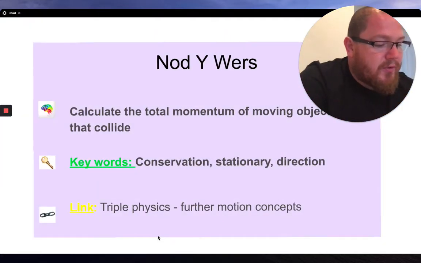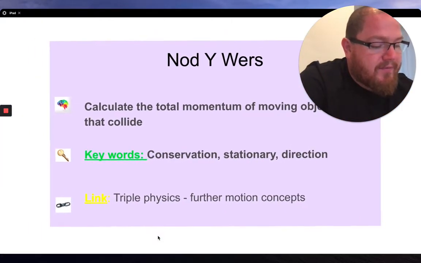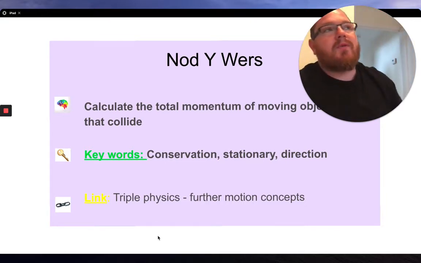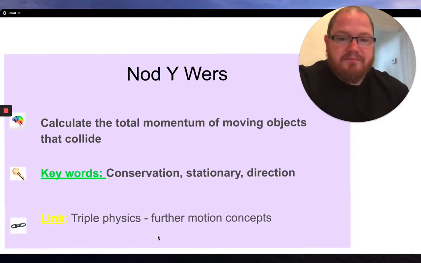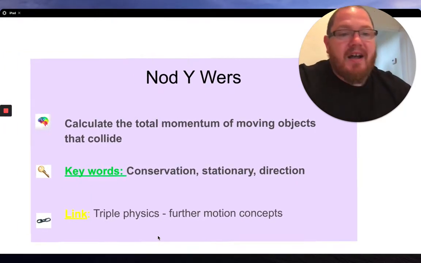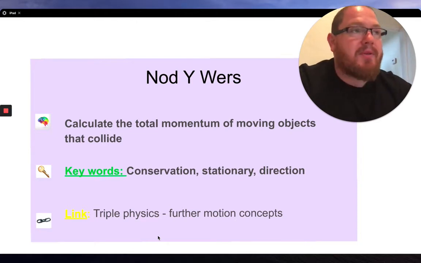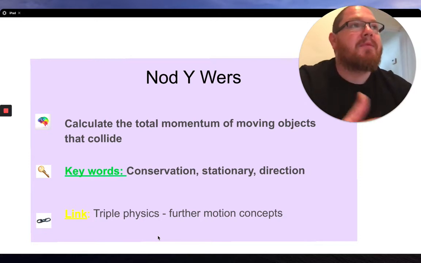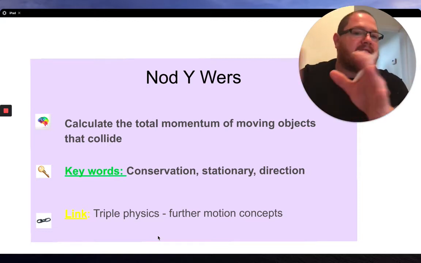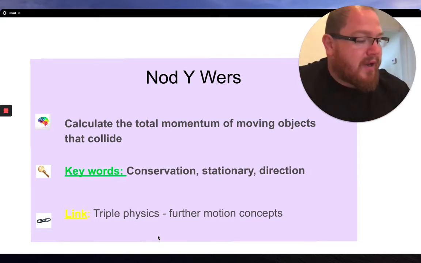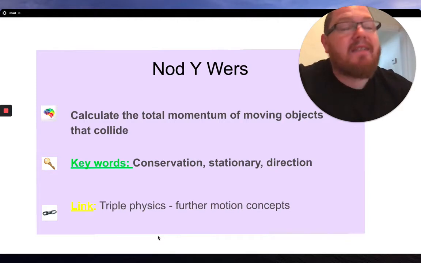So let's just go through the learning objective just before I touch on questions 1, 2, and 3 from your starter. So we're going to be calculating the total momentum of moving objects that collide. And like I said at the start, this is the first lesson in maybe 3, maybe 4 lessons, because you've got different types of momentum. You've got elastic and you've got inelastic, and then you've got objects that move off together and objects that go their separate ways.